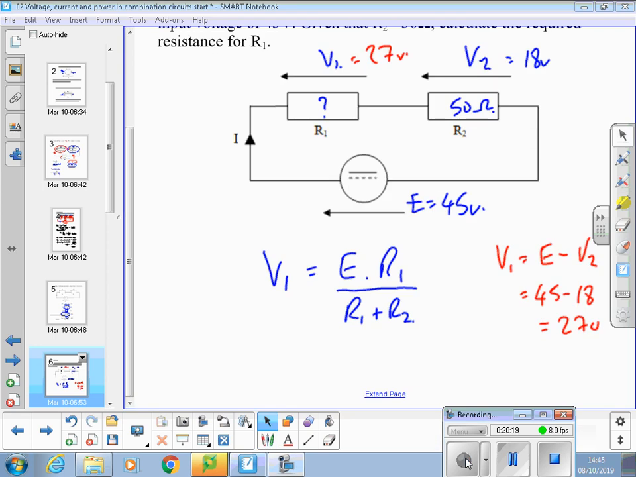What are we going to rearrange this formula for? So we've got R1 equals something. We can't do just R1. But what did I say about a line like that? What does it imply? Brackets. So we can multiply both sides by R1 plus R2.